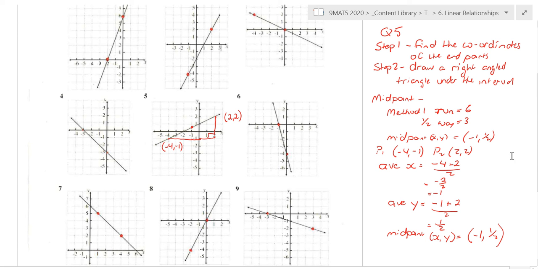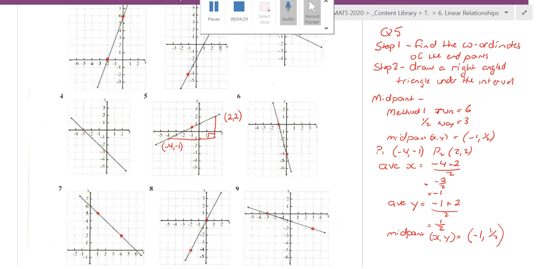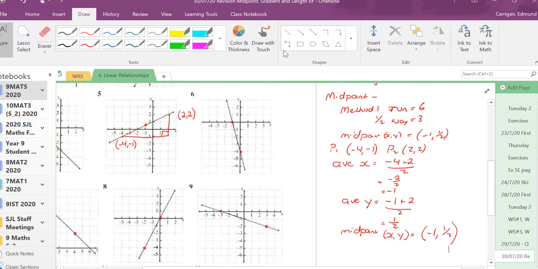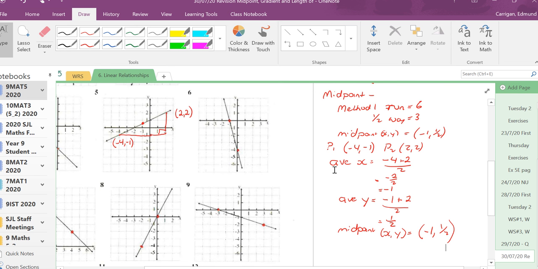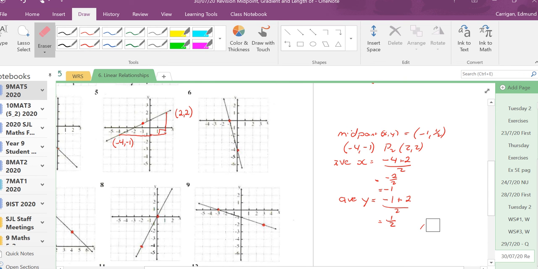Now what I'm going to do is I'm going to do the length, and what we're going to do is we're going to get rid of this, which you have already seen, and we're going to do the gradient.